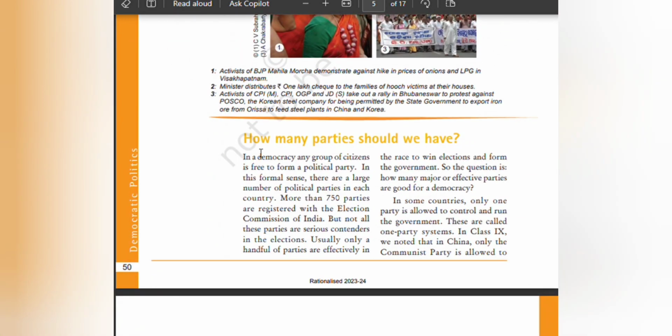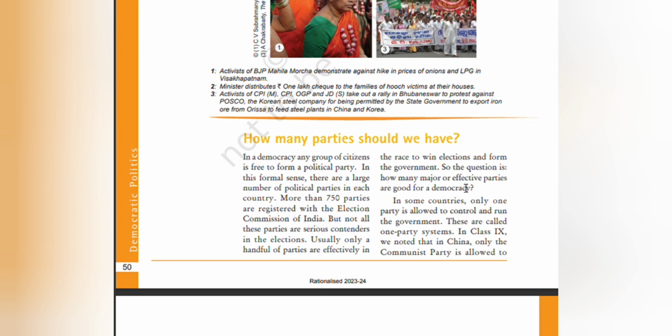How many parties should we have? In a democracy, any group of citizens is free to form a political party. In this formal sense, there are a large number of political parties in each country. More than 750 parties are registered with the Election Commission of India. But not all these parties are serious contenders in the elections. Usually, only a handful of parties are actively in the race to win elections and form the government. So the question is how many major effective parties are good for a democracy?